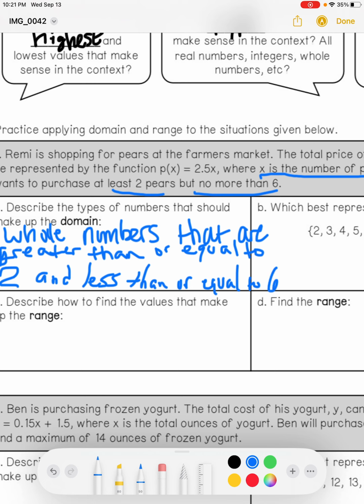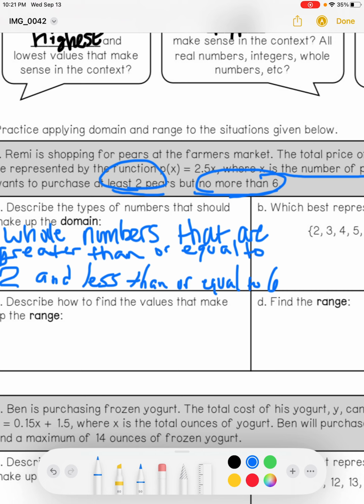So there's the first question. Okay, what kind of numbers do we expect to use? Well, they're whole numbers. And also, what's the limits on those numbers? Well, Remy said I want to purchase at least 2 pairs, but no more than 6. So we said, well, I want numbers that are greater than or equal to 2. That gives me my at least 2, right? But I also want those numbers to be less than or equal to 6 because I don't want to go further than 6. Right? I'm allowed to hit 6, but not further than 6, because then I'd be more. All right, that's the first thing, right? Just understanding what is the domain, what's the limits on it, what kind of numbers.